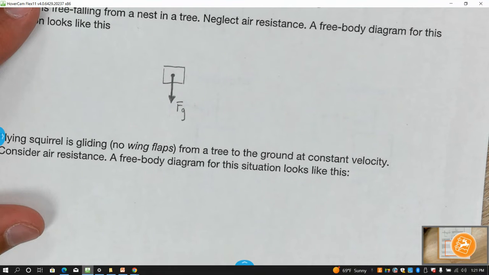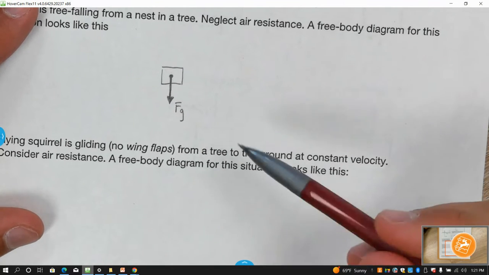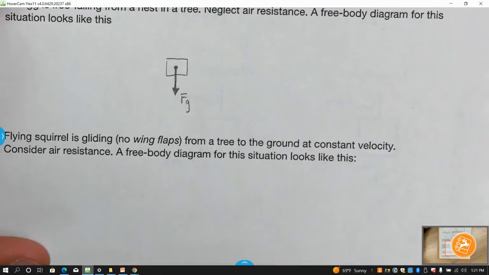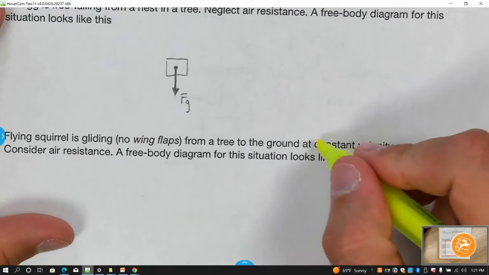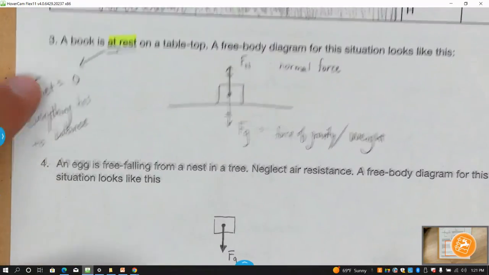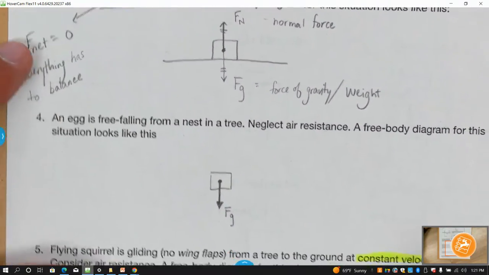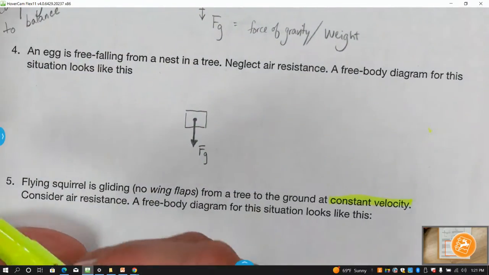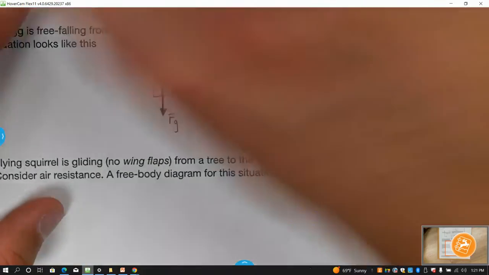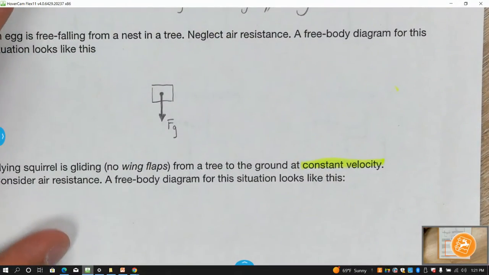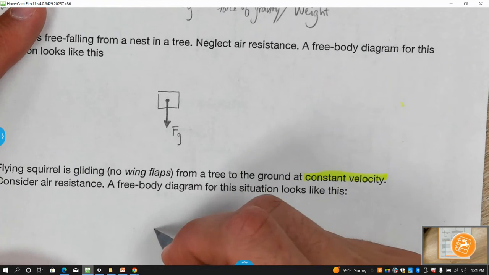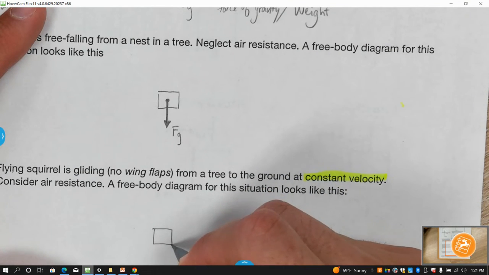Now, a flying squirrel here is gliding from a tree to the ground. When you see constant velocity, and constant velocity and at rest mean the net force is zero, everything has to balance. Those are some key little phrases that you want to keep in mind. So it's flying or gliding down to the ground.